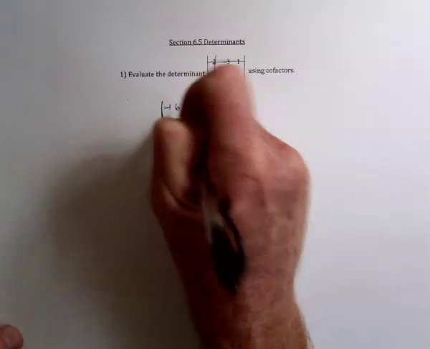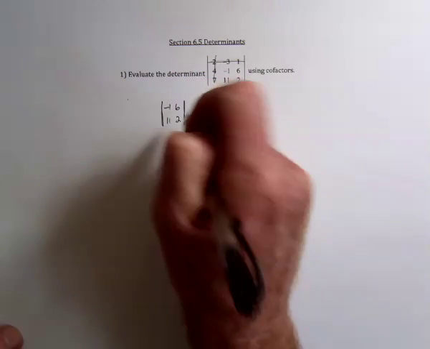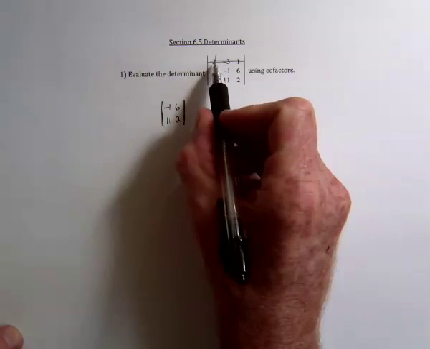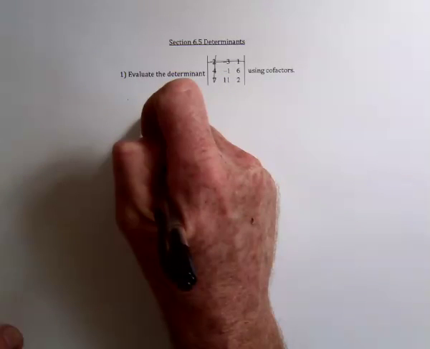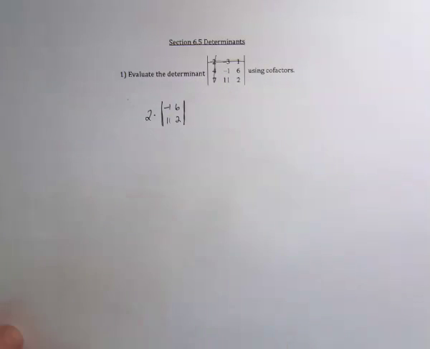So -1, 6, 11, and 2. And then the number that we crossed out, that's used in front as a coefficient. So 2 times that 2 by 2 determinant.